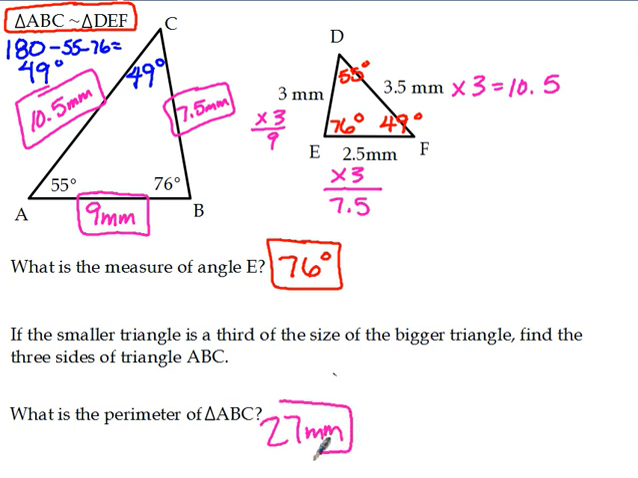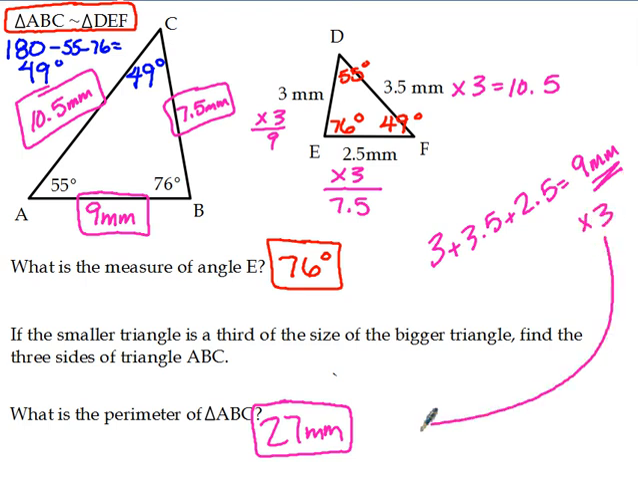Just like the sides are in proportion, the perimeters are in proportion. So if you wanted to, you could have also added the three sides of the little triangle, 3 plus 2.5 plus 3.5, and then multiplied that by 3, and you would still get 27. So 3 plus 3.5 plus 2.5, that's the perimeter of the smaller triangle, DEF. If I take that times 3, I get 27. So I just wanted to let you know that the perimeters are also in proportion to each other, just like all the sides are.